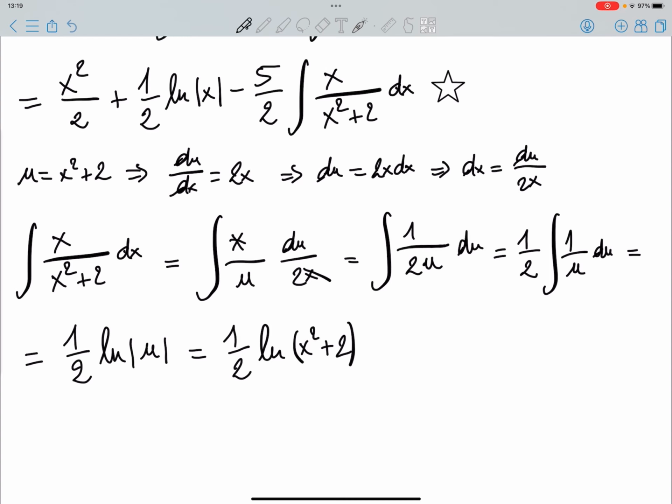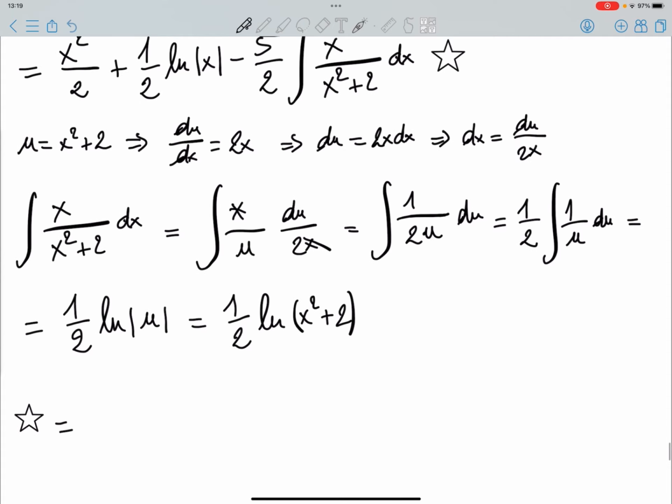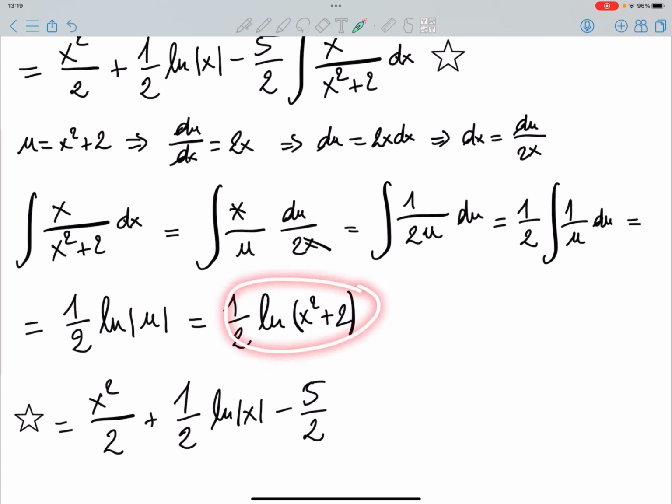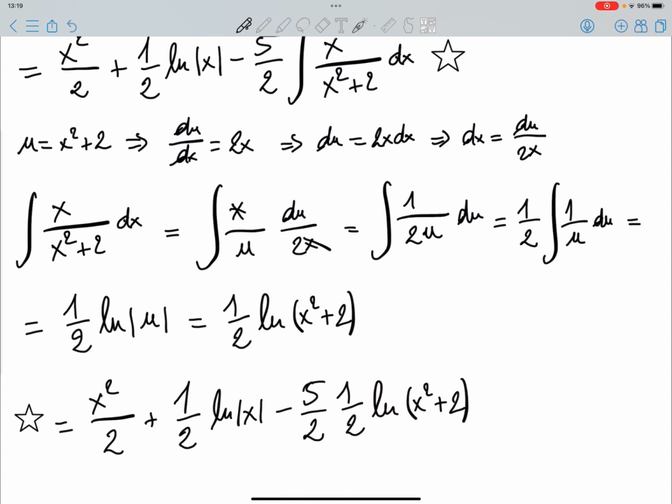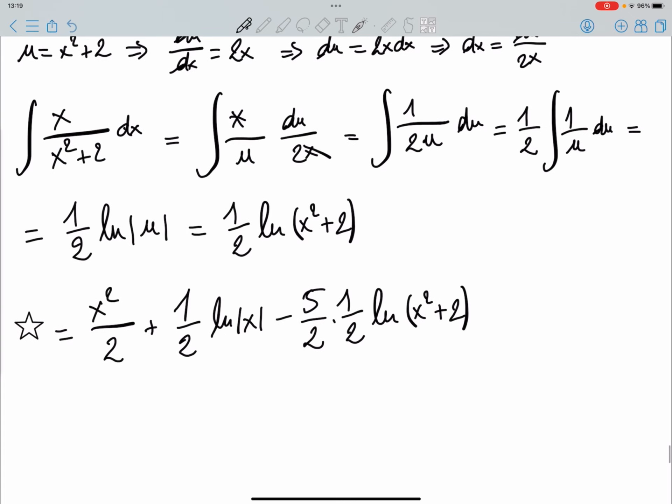So we were here, so this whole integration is going to be equal to x squared over 2 plus 1/2 natural log of absolute value of x minus 5 over 2 times this integration, right? So we can copy it here, so times this one, right? And then plus a constant c.